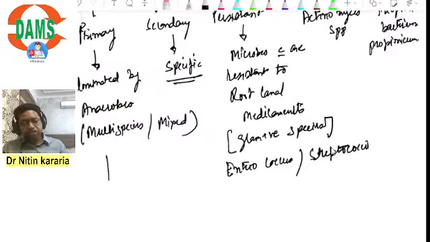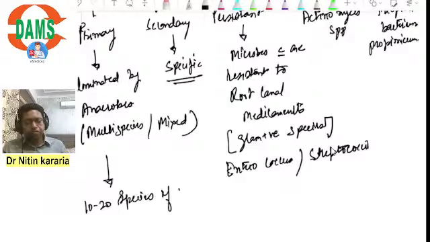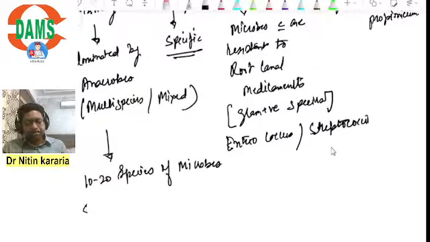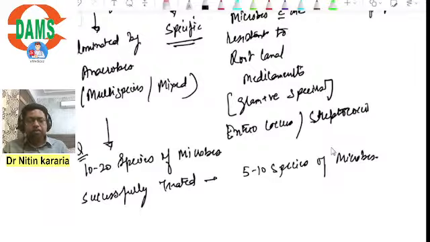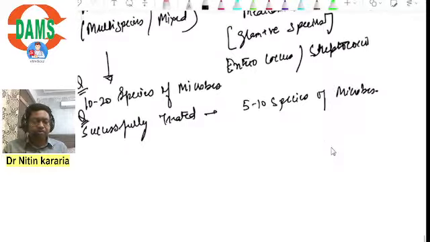Whenever there is a primary infection of a root canal, it consists of 10 to 20 species of microbes. Successfully treated root canals still consist of 5 to 10 species of microbes. They are never fully eliminated from the root canal. So for an infected root canal and a treated root canal, it is the number of species, not the number of bacteria, but the number of species of bacteria which are present.